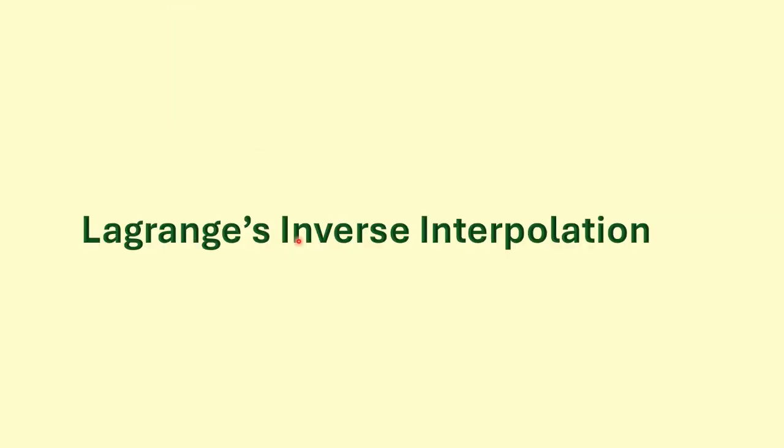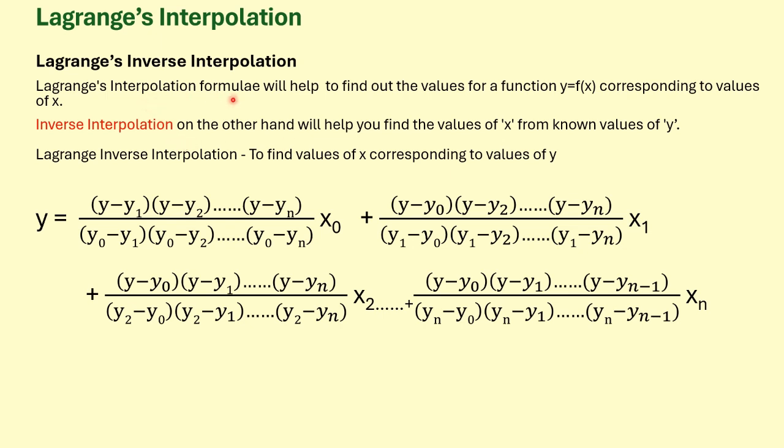Lagrange's inverse interpolation. In Lagrange's interpolation, we found the value of the function y equal to f of x, given the value of x. In inverse interpolation, on the other hand, we find the value of x from the known value of y. So here Lagrange's interpolation is used to find the value of x corresponding to the value of y.